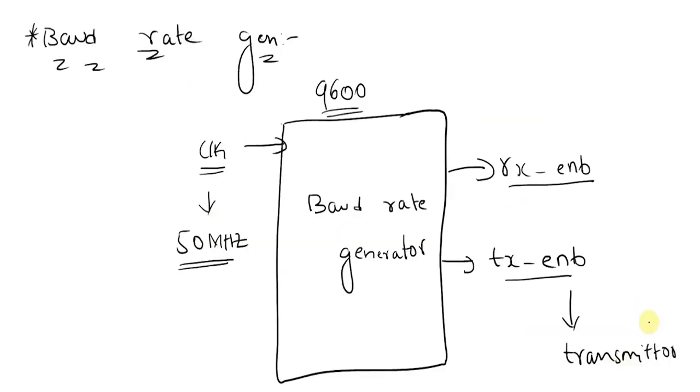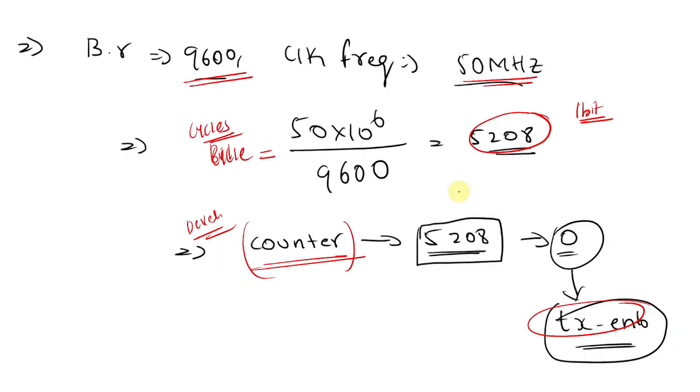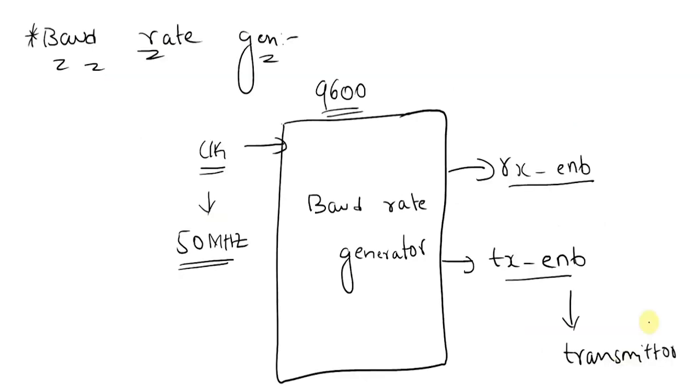So see here, the baud rate generator: 50 megahertz, baud rate, receive enable. Is it those many cycles for one bit or for 9600 bits? One bit, one bit. This is actually the baud rate. For sending one bit of data, this many cycles are required. Okay, understood.